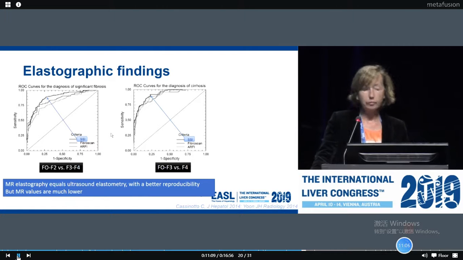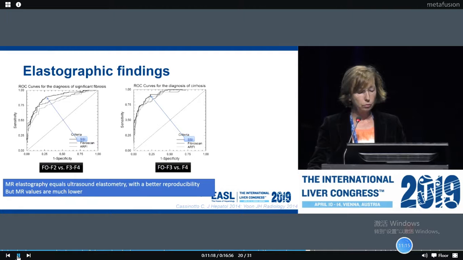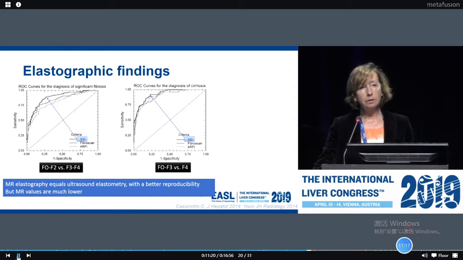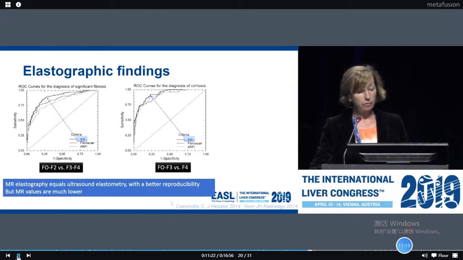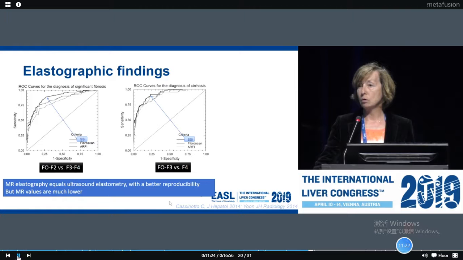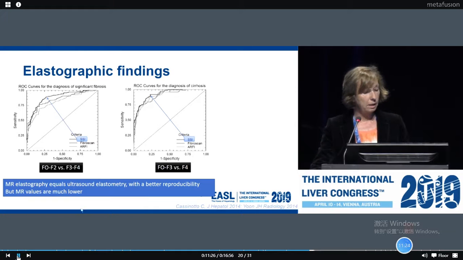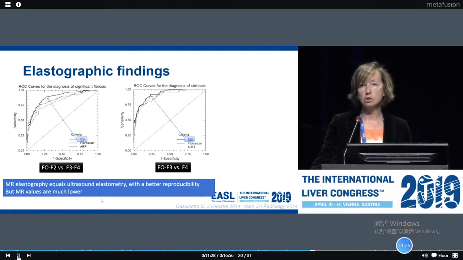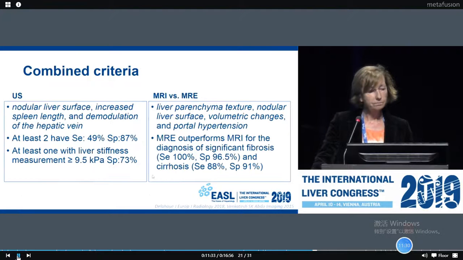What are the performance of MR elastography? Actually, MR elastography equals ultrasound elastometry, but with a better reproducibility. But one thing that is very important and that has been stressed already by Dr. Castera is the MR values are much lower, so it is difficult to compare from one technique to another one.